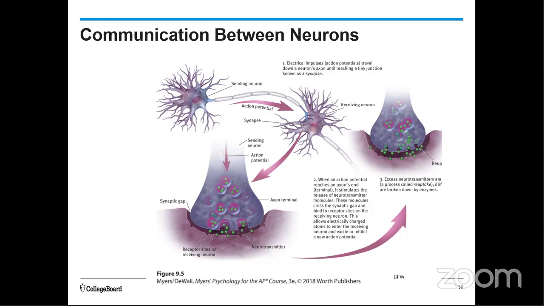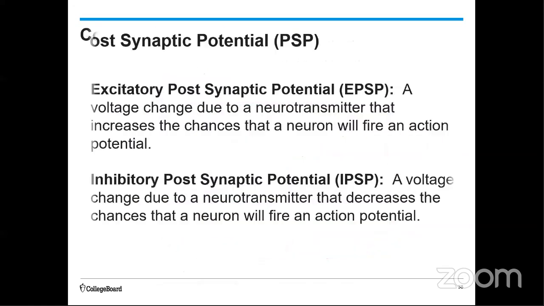So that synapse, remember, is a very, very small space between the presynaptic terminal button of that cell and the receptor site on the dendrite of the postsynaptic cell. So when you're having a change in voltage at the receptor site, you have these two possibilities. You have an excitatory postsynaptic potential, or an inhibitory.